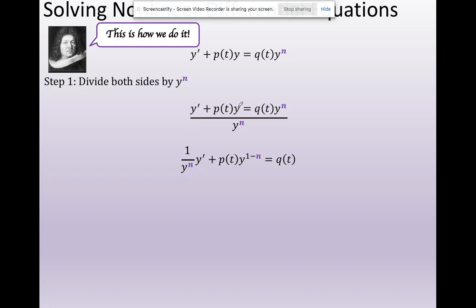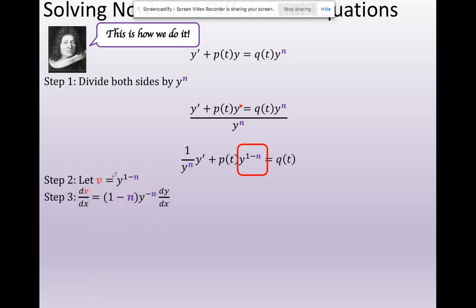And then look what I did here. This is y to the first. Y to the first divided by y to the n is y to the 1 minus n. That's just your exponent rules. Now here comes Bernoulli. Rename this y to the 1 minus n as v. Call it v.